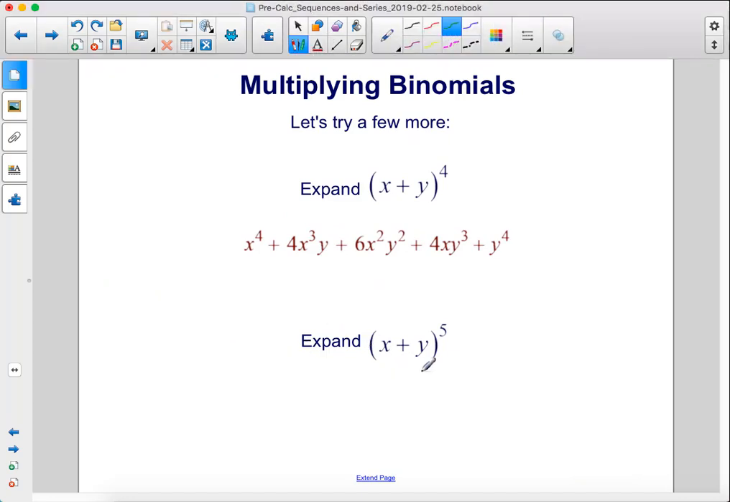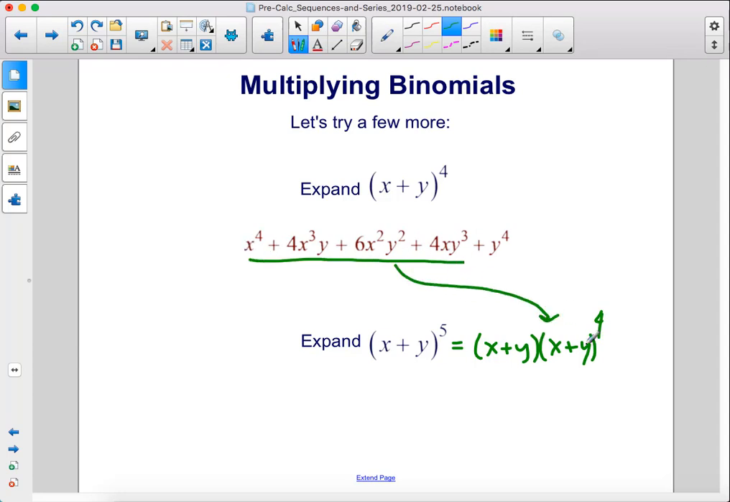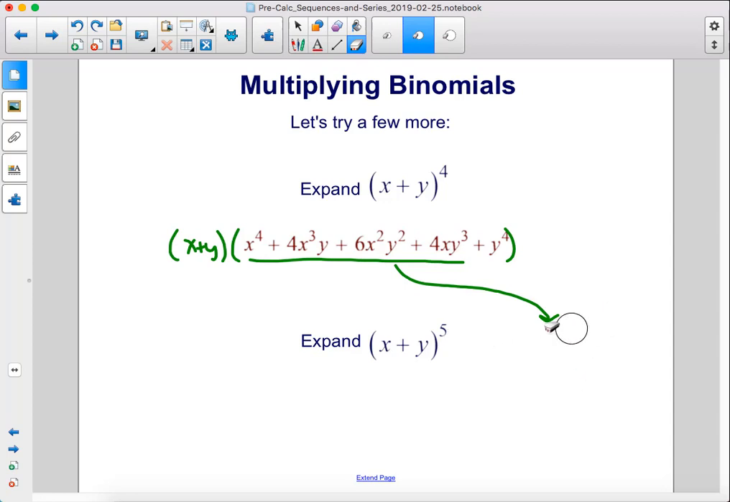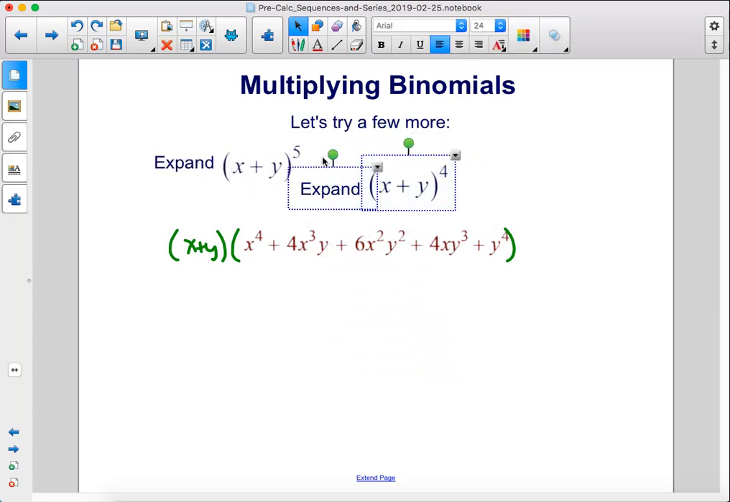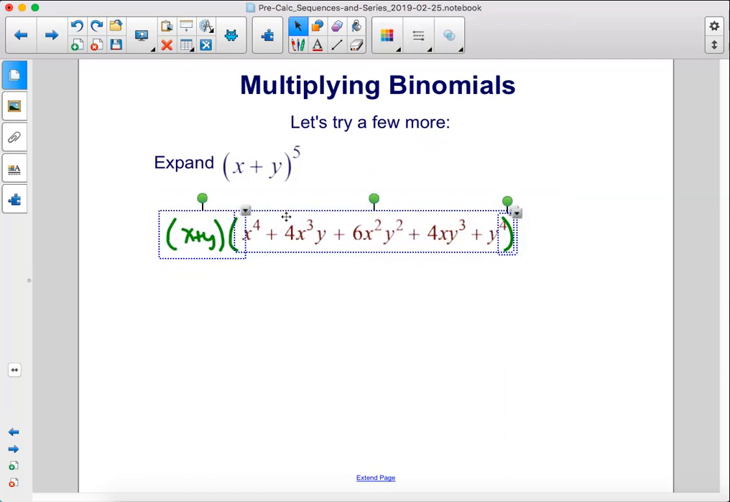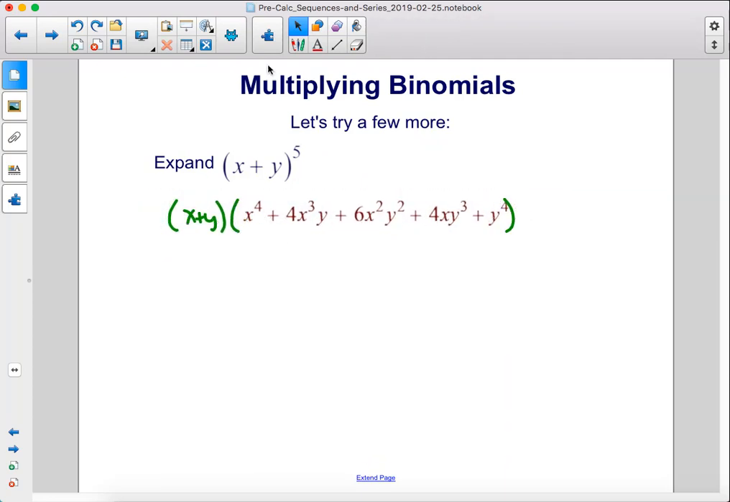Now we want to expand x plus y to the fifth. Since we've already done all this work, look at this. X plus y to the fifth is the same thing as x plus y times x plus y to the fourth. So we can just take this whole solution here and plug it in there. So all we have to do is multiply this by x plus y. I'm going to erase all this, and move this out of the way. And so now we just need to multiply this by x plus y.